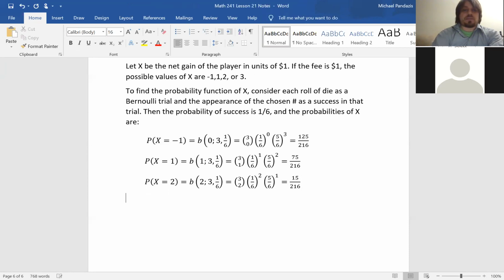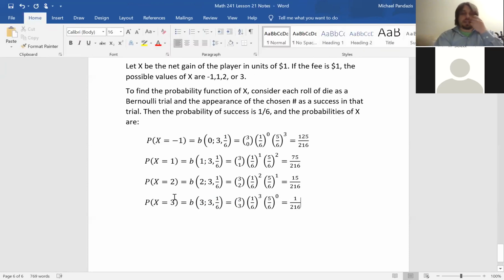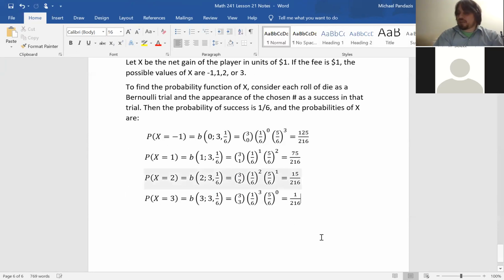And then you have the probability that X is equal to 3. The probability X equals 3 is three successes in three total Bernoulli trials, where the probability of success is 1/6. So you want to choose three out of the three to be successes. You have 1/6 cubed, three successes, and 5/6 is failure, but you have zero failures. You multiply that, and you get 1 divided by 216. Okay, these are the probabilities of each possible value of X.